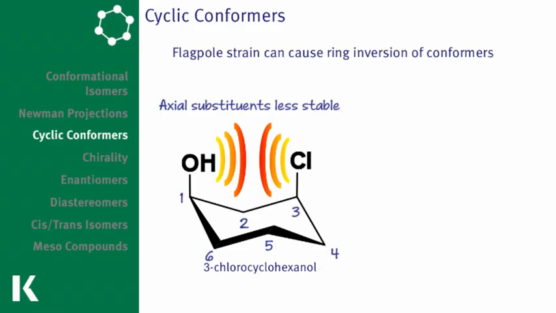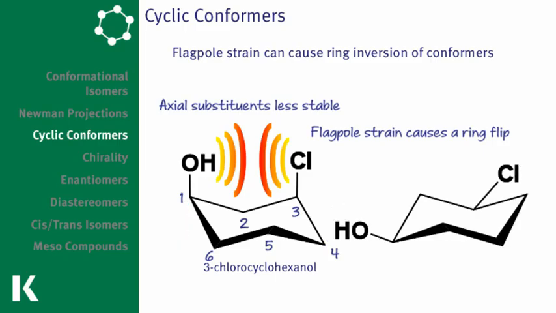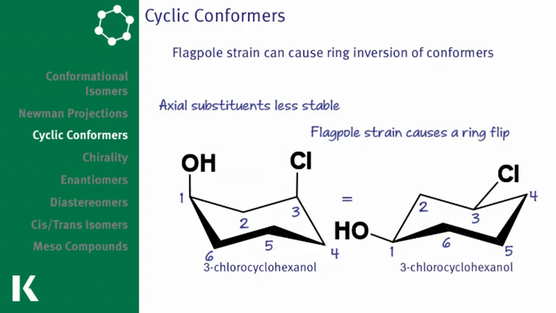However, cyclohexane is special. When there is too much flagpole strain, cyclohexane can undergo a ring flip, in which the whole molecule inverts, switching all of its axial substituents to equatorial and vice versa. Ideally, bulky substituents prefer to be in the equatorial orientation, where they point outward from the cyclic compound and do not really interact with each other.